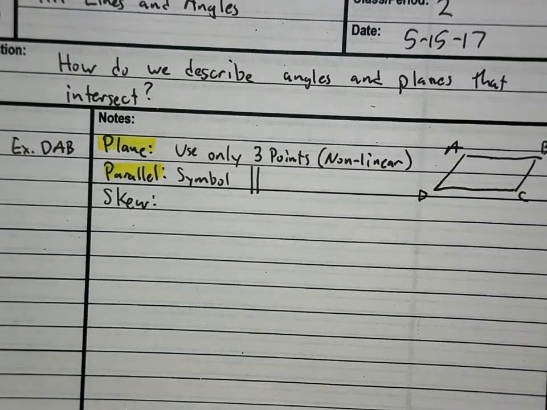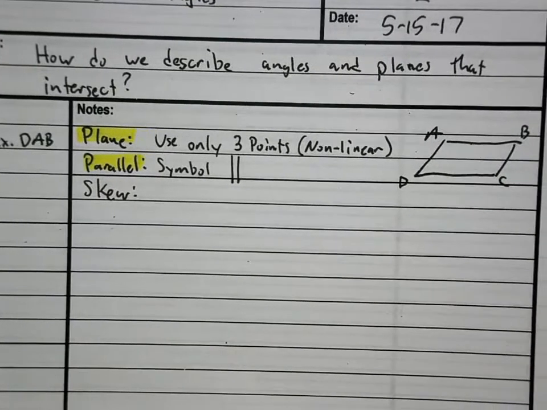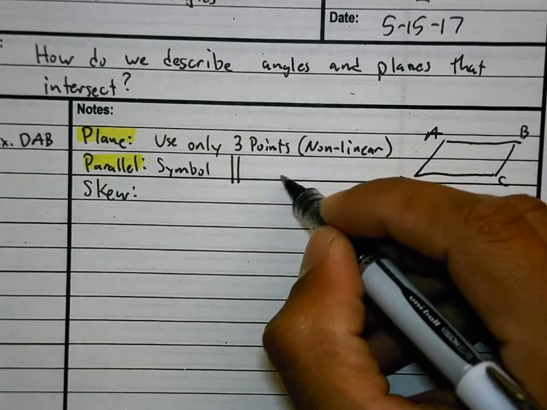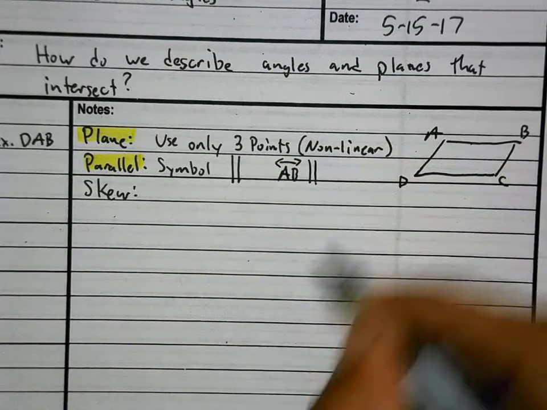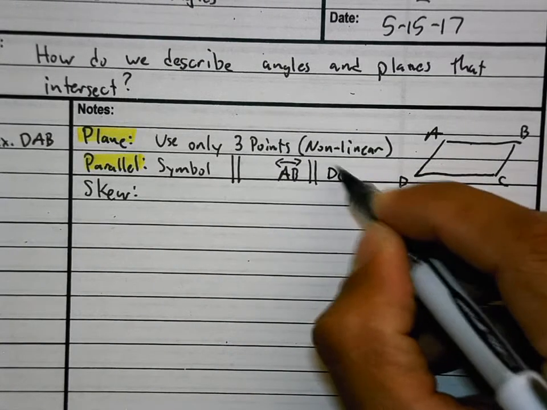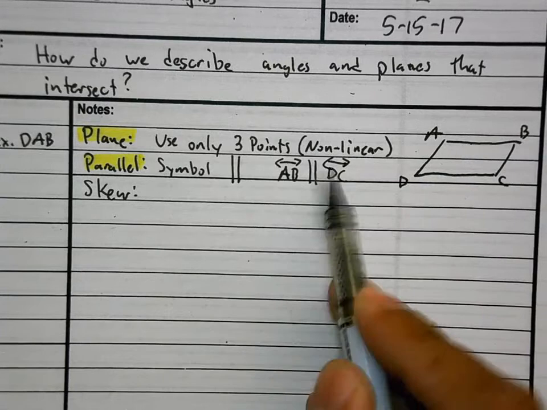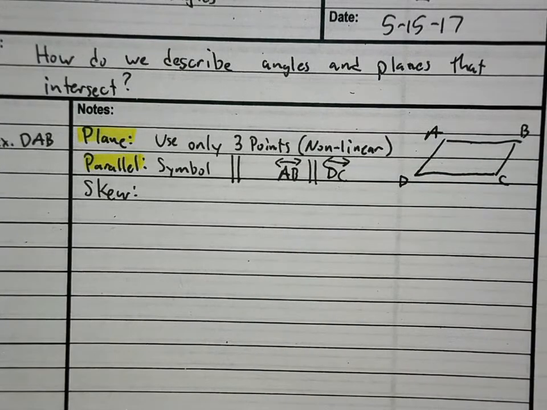The way they're going to show this to you on the worksheet looks like this. Line AB is parallel to line DC. And there are little line bars on top of the letters because they're lines, because they go on forever and ever and ever.